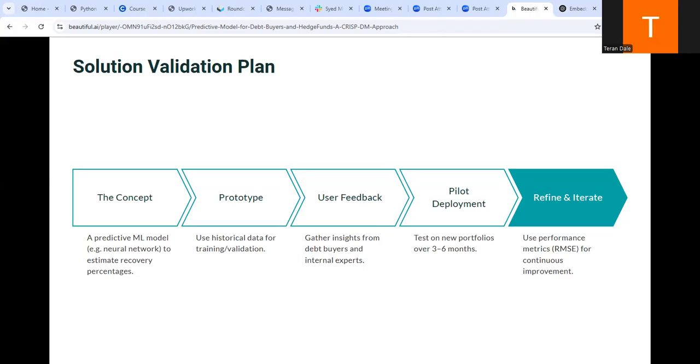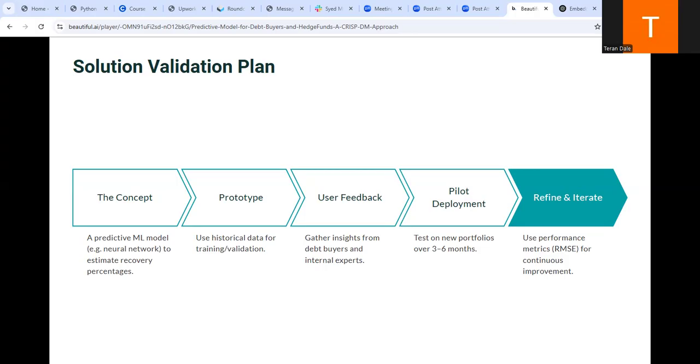So that being said, for the prototype with historical data, we start by splitting our historical debt portfolio data into training and validation sets. Known recoveries serve as a label to assess model accuracy. I would split the data 80-10-10. Then, obtaining user feedback. The initial predictions are shared with the internal experts and debt buyers. Their feedback is invaluable, ensuring the model outputs align with real world experience and what they're seeing and what they have seen in the past.